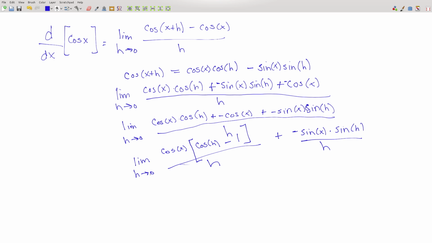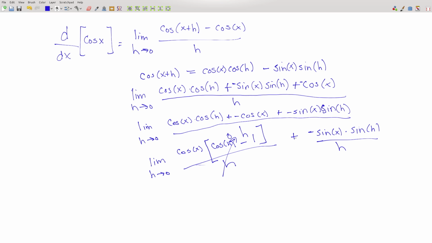For those of you who have been paying attention to the previous videos, you might already see what's going to happen here. So as the h goes to 0, this term, cosine of h minus 1 over h, is going to go to 0. And over here, we have the sine of h over h, and as the limit as h goes to 0 of the sine of h over h, this part is going to go to 1.